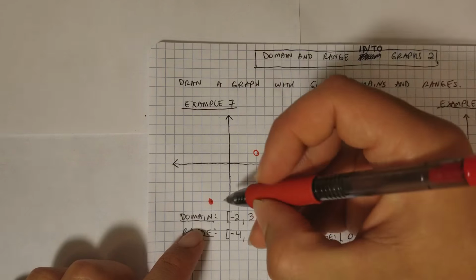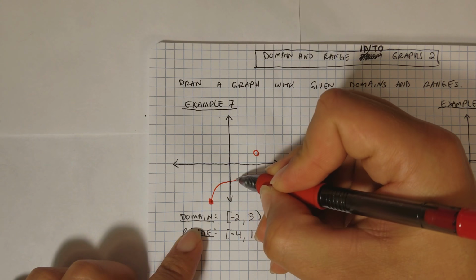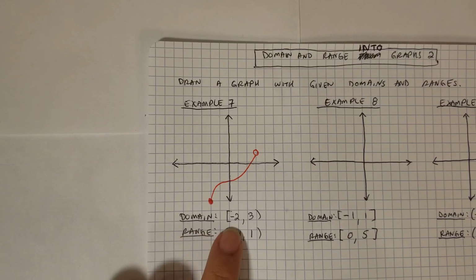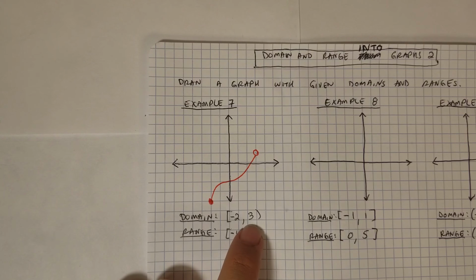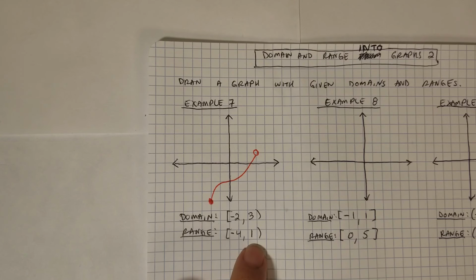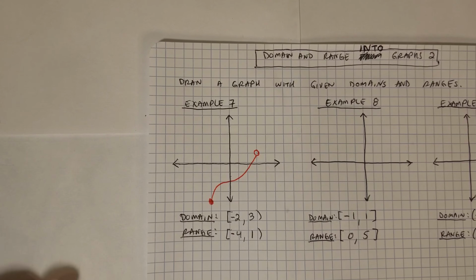For example, I can make this be this line. Bam, I'm done. There is my graph of domain -2 to +3, not including the 3, and then the range of -4 to +1, not including the 1. Okay, so that's all we need to do.